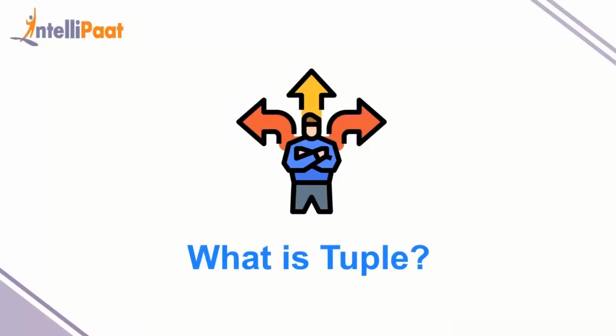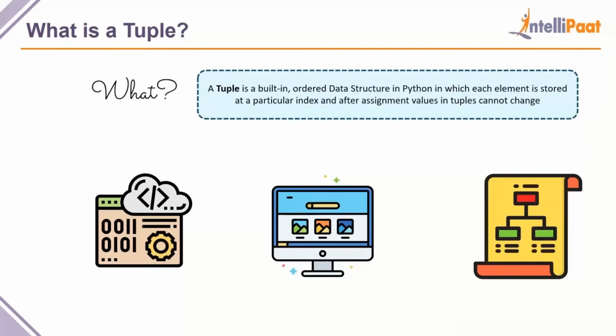Now let's take a look at what is tuple. So a tuple is a built-in ordered data structure in Python in which each element is stored at a particular index, and after assignment, values in tuples cannot change.